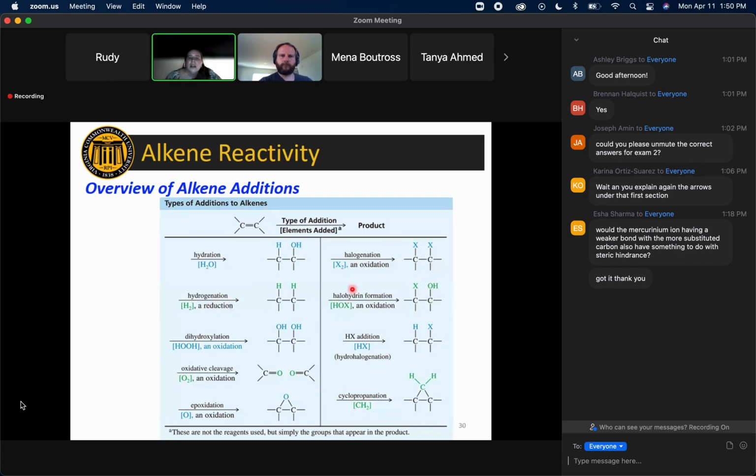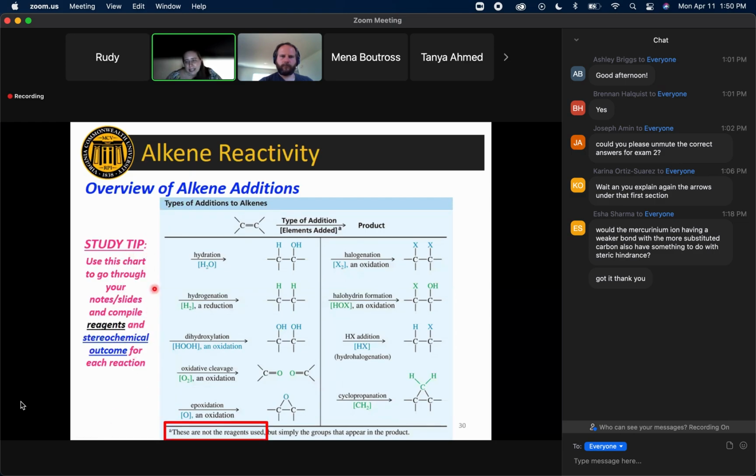What I think would be really helpful for you is to use this chart as a study guide. You can use this chart to go through your notes and slides and think about, for each one of these things, what are the reagents that you know how to use to do this? Are there more than one way that you know how to do this? What is the stereochemical outcome, or what are the consequences for each of these reactions?